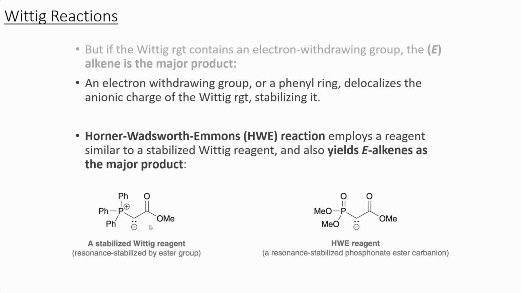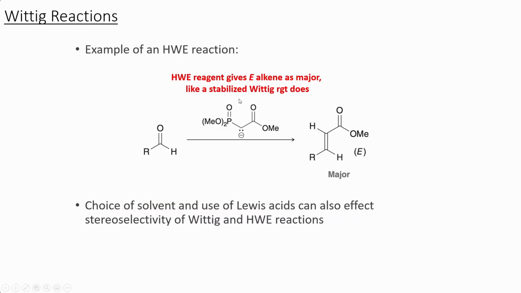So here's the example we looked at where the Wittig reagent had the ester group stabilizing the negative charge. And in a Horner-Wadsworth-Emmons reagent, you can see we've modified our phosphonate to a phosphonate ester, and this is going to stabilize the carbanion even more. So an example of a reaction employing a HWE reagent will give the E alkene as our major product, similar to the Wittig reagent.